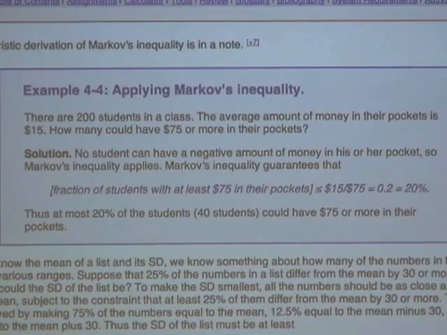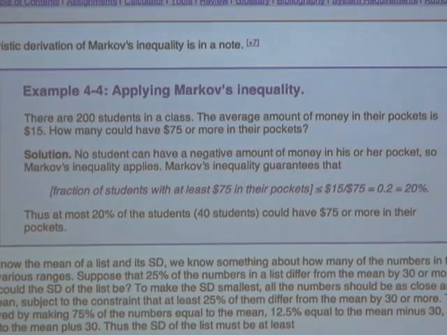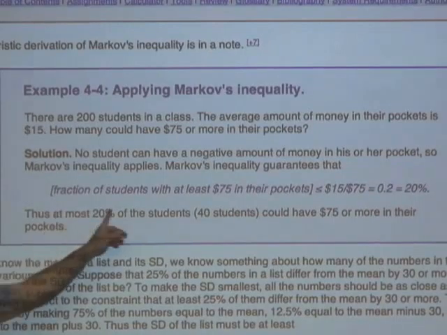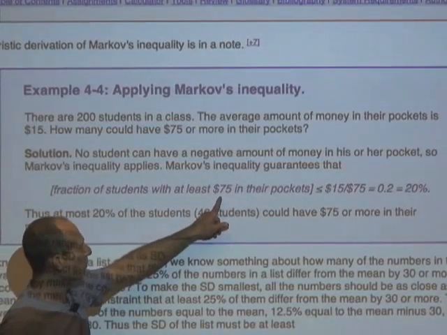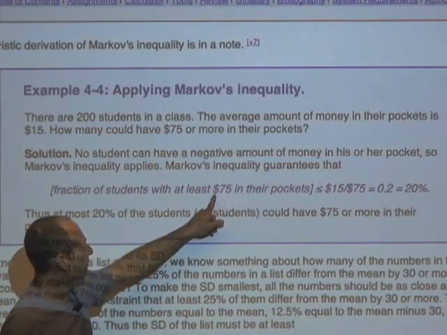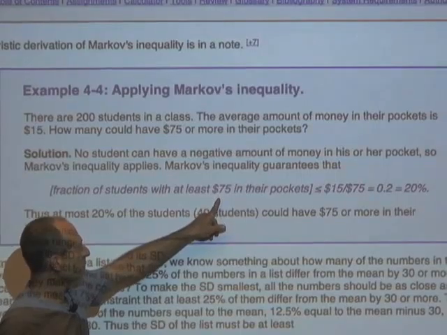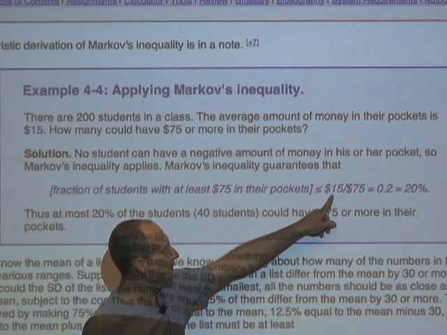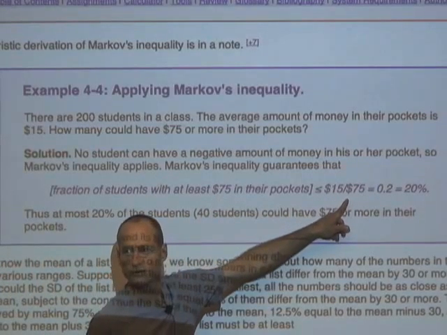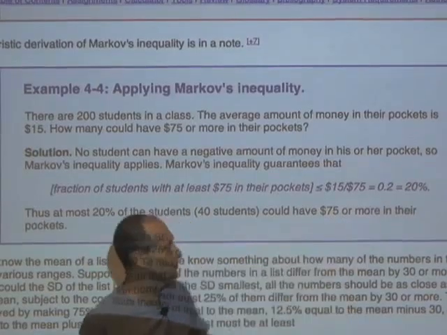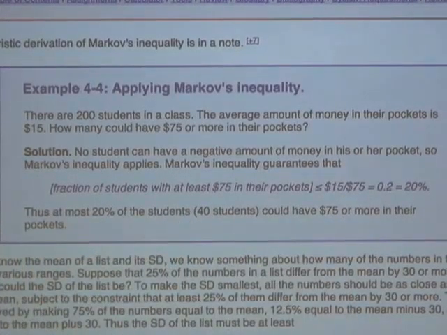Okay. Well, Markov's inequality says the fraction that have 75 or more in their pockets, that's the fraction that's greater than or equal to x, is less than or equal to the mean of the list divided by x, okay, which in this case is 0.2, 20%. 5 times 15 is 75.